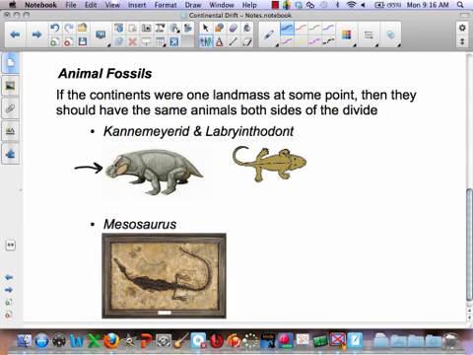So when we look at these, and we see that we have multiple fossils of each one of those animals, and then we find them on both continents, it definitely suggests that there's no way these animals could have possibly crossed open ocean. Therefore, either the continents had to have been closer at one point in time, or had to definitely be connected at one point in time.